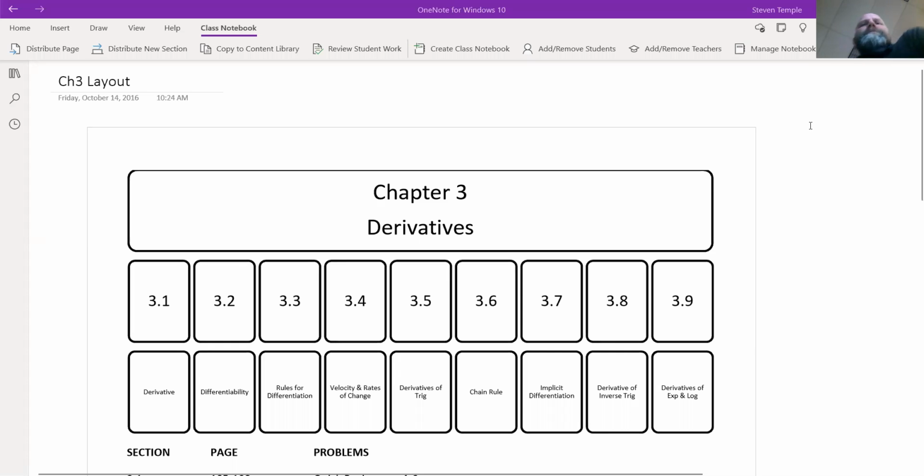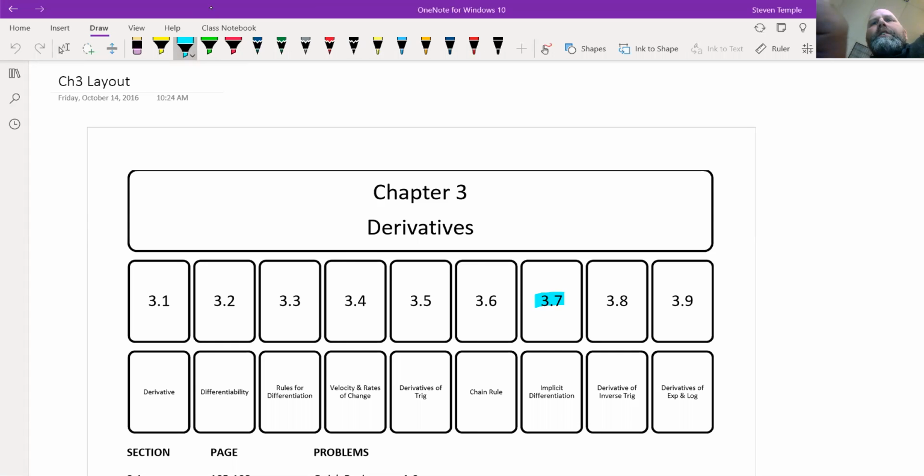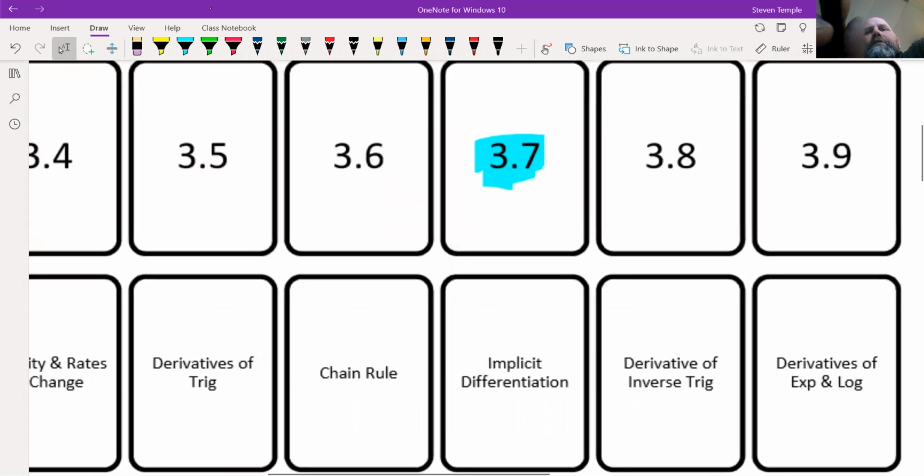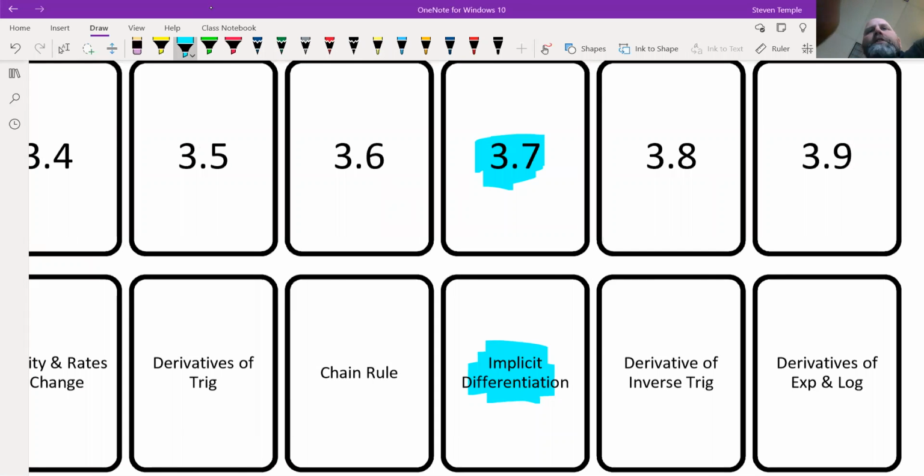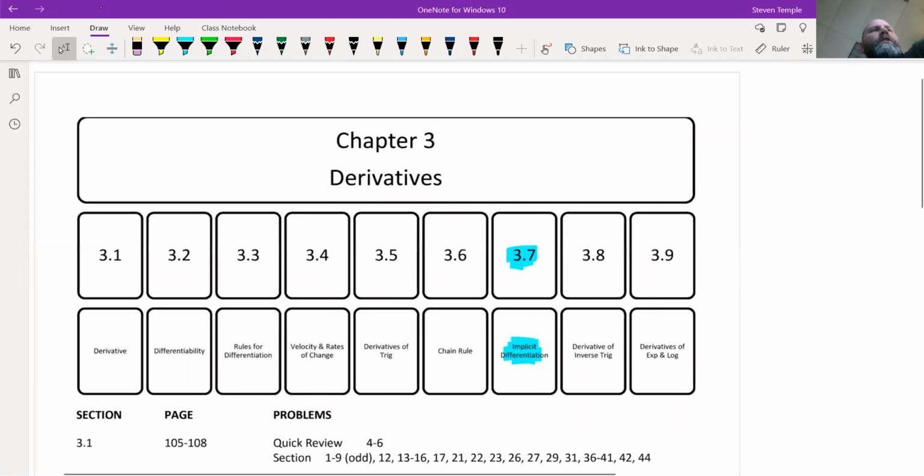Welcome, Calc students. We are in the process of going through Chapter 3, and we're looking at derivatives. Currently, this tutorial is going to focus on Section 3.7, which is implicit differentiation. So I'm going to jump out of this page, and we're going to go into our notes.